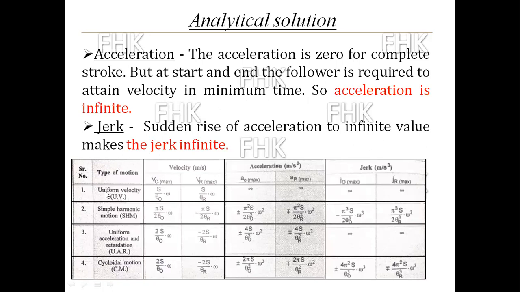This is when there is uniform velocity of the follower. In this way, the formula for the return stroke is also derived here for uniform velocity, which will be s divided by theta return, instead of outward, into omega. In this way, the formula is derived for uniform velocity motion of the follower.